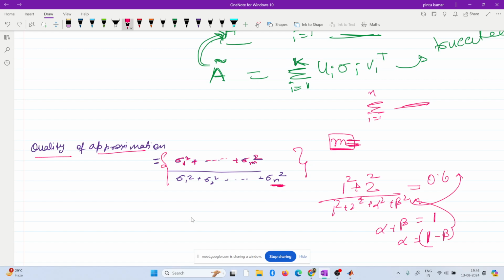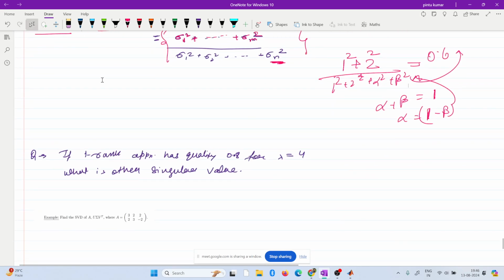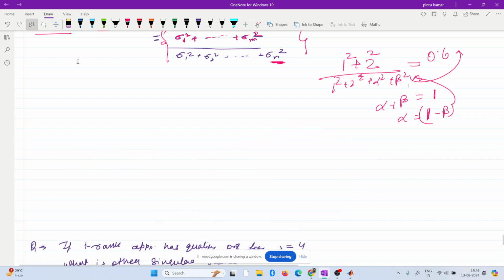So this is used to give quality of approximation. Now I'll try to discuss an application where this K-rank approximation is actually useful. This might be slightly superficial because it has some more theory that goes behind it.